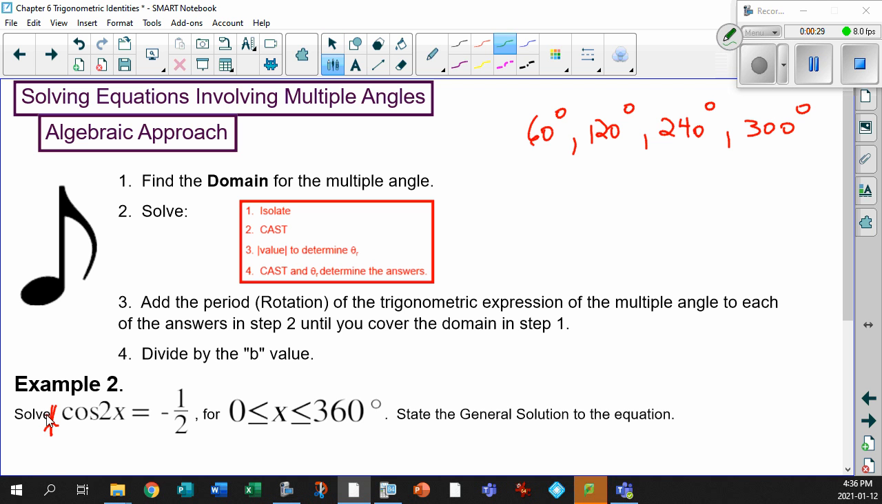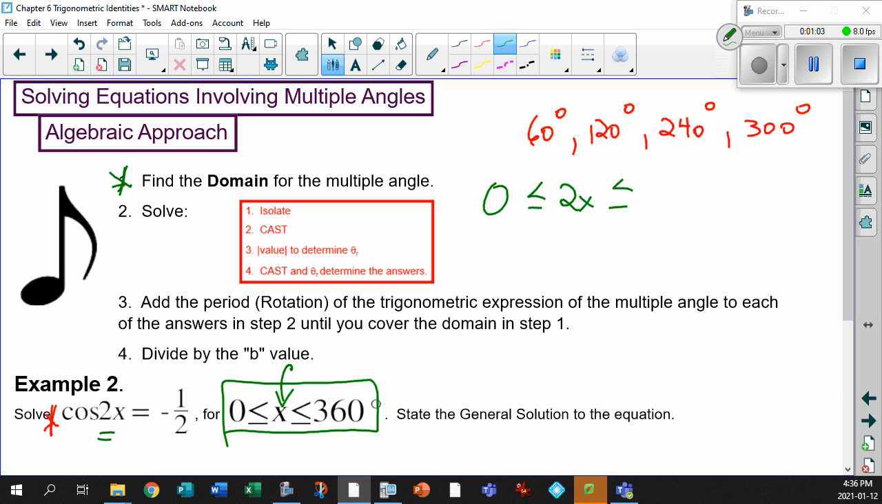Okay, first things first. In the algebraic approach, it'll say right here, find the domain of the multiple angle. Notice I'm not talking about the period. I am talking about the domain, this domain right here. You know that it's from 0 to 360 degrees, but right there, it's only for x. So what's the new domain? Well, now you're dealing with 2x. So here's 2x. How do you go from x to 2x? You multiply everything by 2.